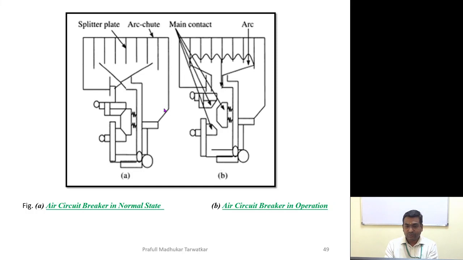Have a look over these two. Now let us see the corresponding structure of the air circuit breaker when the contacts are closed, and this is when the contacts are open. So here we have basically the moving contact, and here we have the fixed contacts, the main contacts. During the normal course of operation, the fixed contacts and the moving contact are in contact with each other, making the circuit.